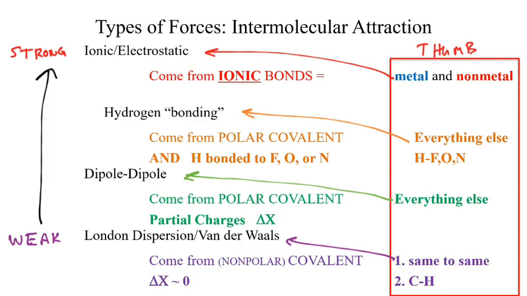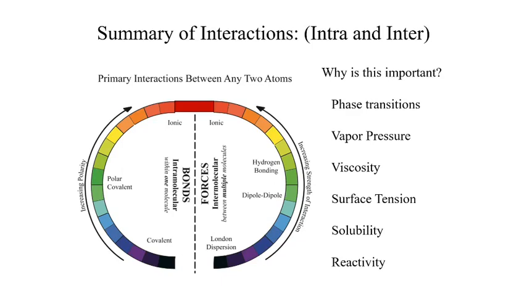The thing you might start to notice is that an ionic bond generates an ionic force. A dipole-dipole bond, a polar covalent bond, generates a dipole-dipole force. And a non-polar covalent bond generates a London dispersion force. So you'll probably start to see these connections between them. I saw those connections as well and turned it into this kind of color wheel that's trying to represent the interplay between these.